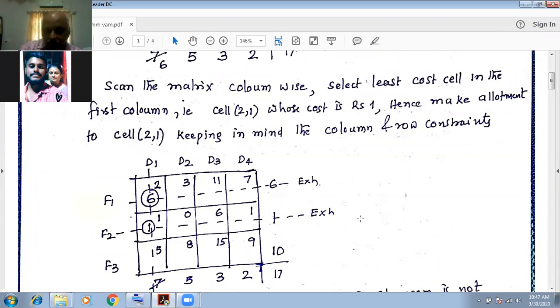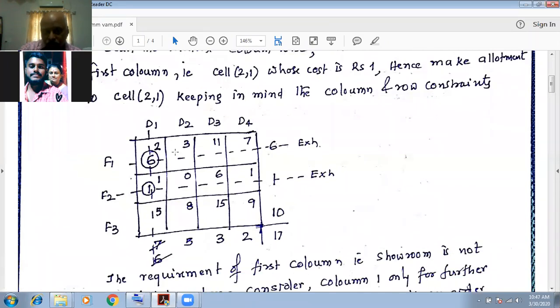So now we are left with a 2 cross 4 matrix. This row is exhausted, which means you should assume this row is removed. So keep in mind that this row is not available for further allotment, that is, the second row is not available. We have the first row and the third row. In the first row and the third row, you have to consider only the first column. The cost is 2 and 5.